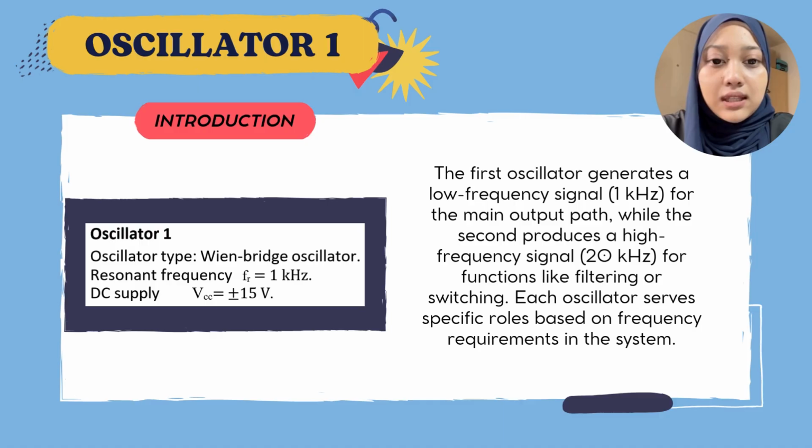The first oscillator generates a low frequency signal at 1 kHz for the main output path, while the second oscillator generates a high frequency signal at 20 kHz for functions like filtering or switching. Each oscillator plays a specific role depending on the frequency needs of the system. For oscillator 1, its main purpose is to provide a clean and stable low frequency sine wave that will be used as the primary signal input for the next stage in our electronic system.